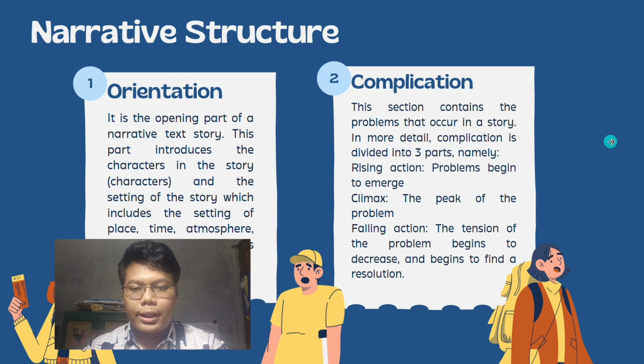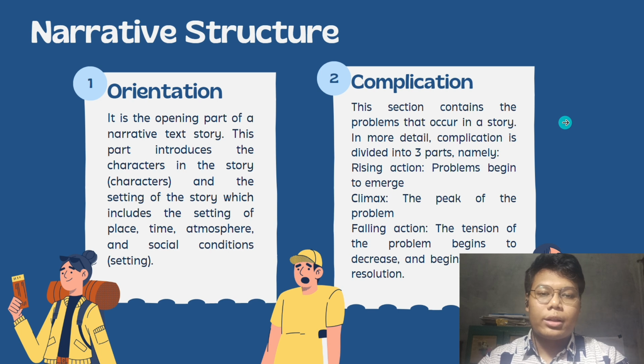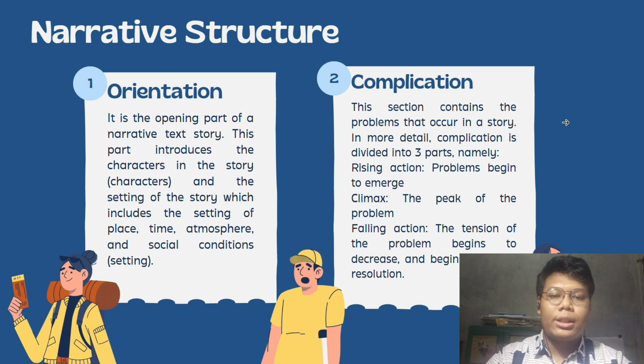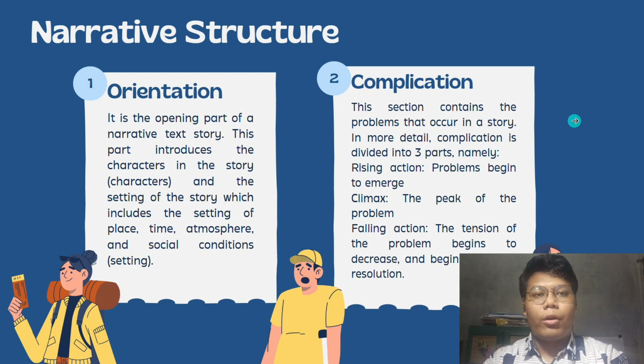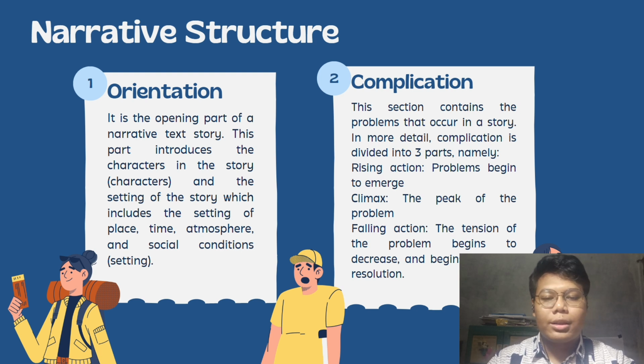Move to the next page. Then on the next page we got the narrative structure. On the first structure we got orientation. It is the opening part of a narrative text story. This part introduces the characters in the story and the setting of the story, which includes the setting of place, time, atmosphere, and social conditions.